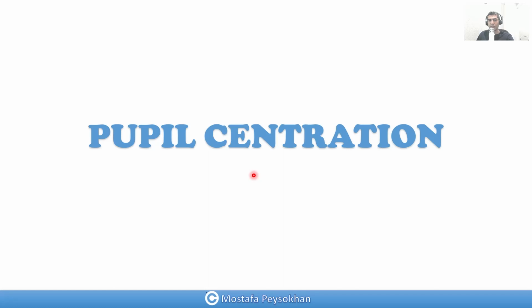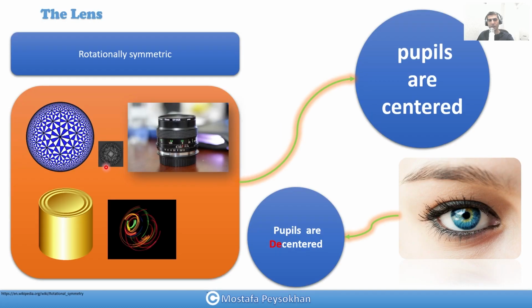We're going to talk about pupil centration. In any optical system that is rotationally symmetric, like this lens system, this cylinder, this circular object, anything that is rotationally symmetric, the pupil of the system is centered. So what does it mean? It means that the pupil is at the center of your rotation for all other optical systems.